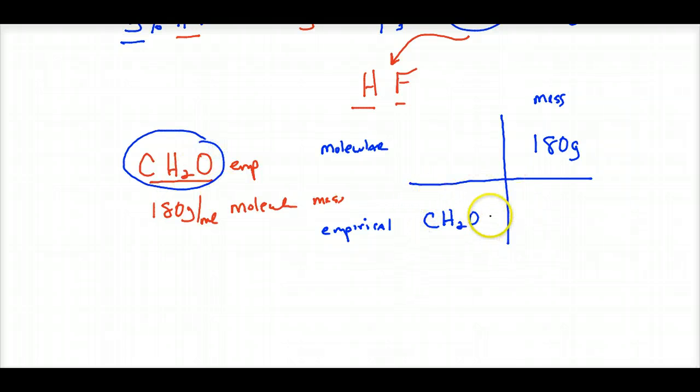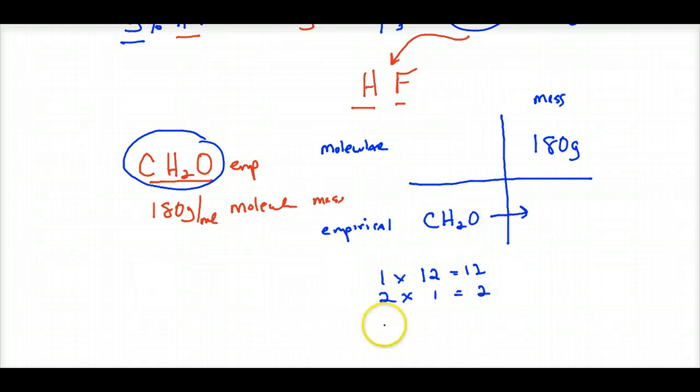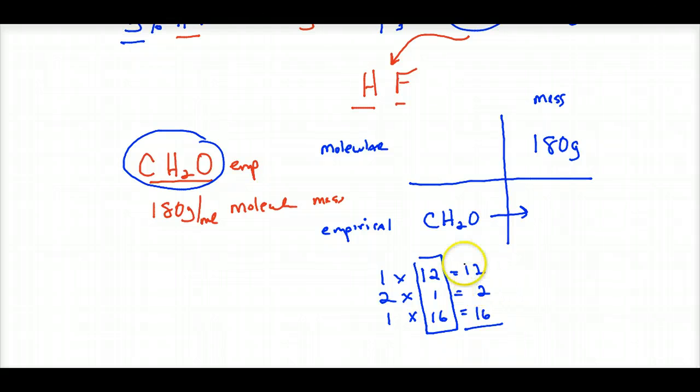So what I do here is I find the mass of this empirical formula. I have 1 carbon, which is 12, right? 1 times 12 is 12. I have 2 H's. Each H has a mass of 1. That's 2. It's right off the periodic table. And I have 1 oxygen, 1 times 16. These are all from the atomic mass periodic table. Gives me 16. I add these together. 6 and 4 is 10, and I get 30. So my empirical formula mass is 30 grams per mole.